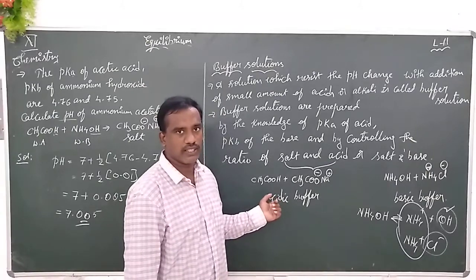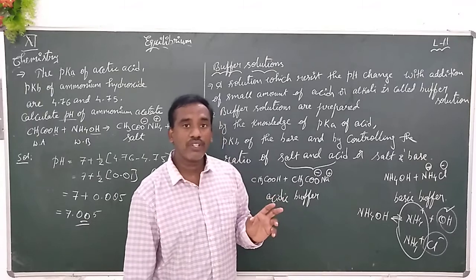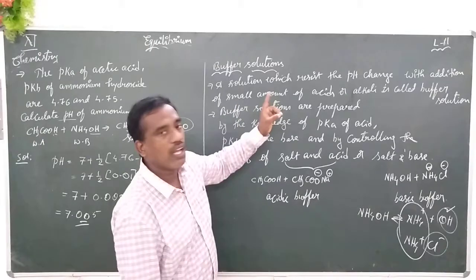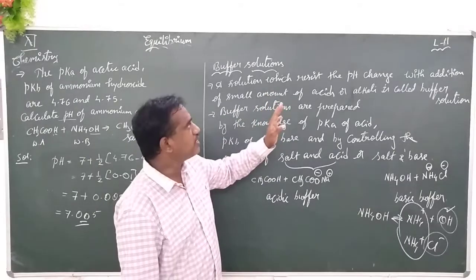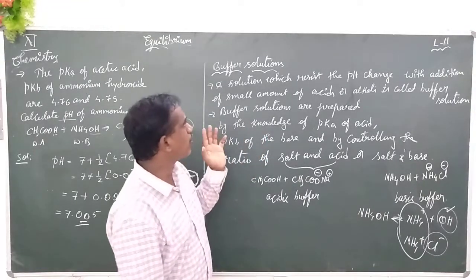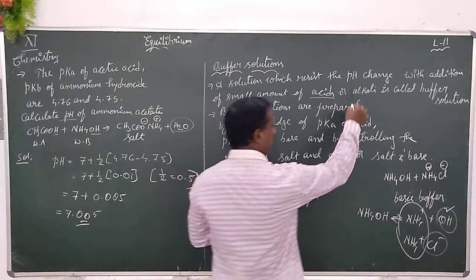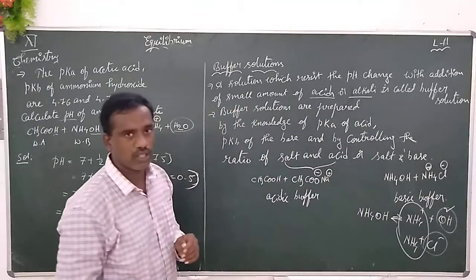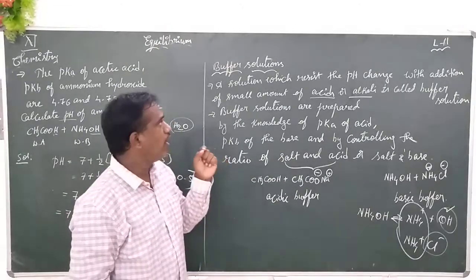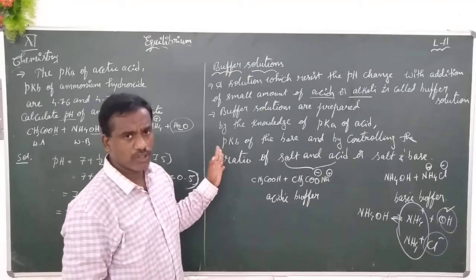Similar case in this one. So what do we call this substance? We call this substance a buffer solution. A solution which resists the pH change with the addition of a small amount of acid or alkali is called a buffer solution. How are these buffer solutions prepared?